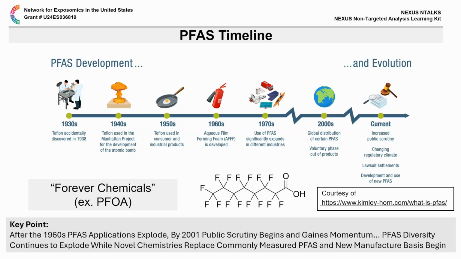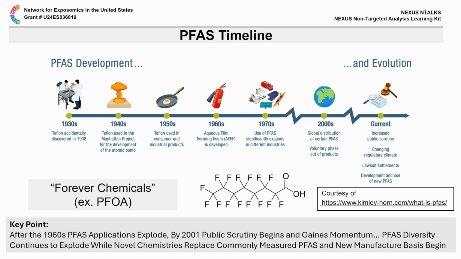Then in the 1960s, there was AFFF, or aqueous film forming foam, and this was used to put out fires. It worked much better than other technologies, and so it's now become the gold standard, and this is almost fully perfluorinated alkyl substances within that mixture used to fight fires.